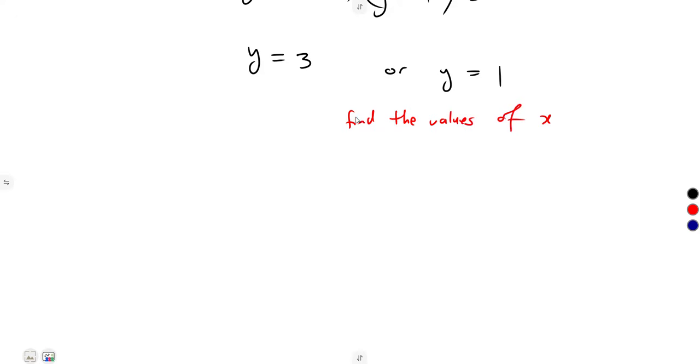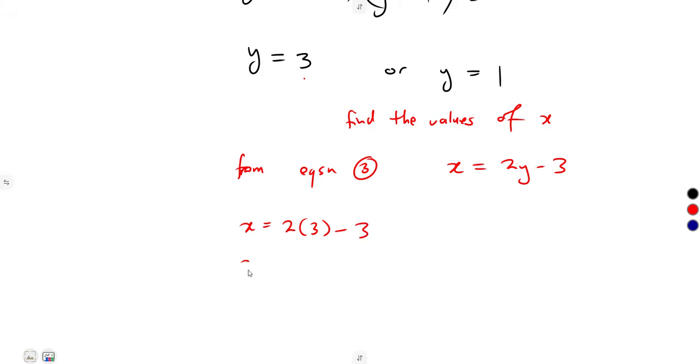The values of x. Remember that. So from equation 3, where we have made x the subject, remember we said x is equal to what? 2y minus 3. So that's what you're going to have. When y is equal to 3, that's going to be 2 times 3 minus 3. In place of y, we put 3. So x is going to be 6 minus 3, which is 3. All right.